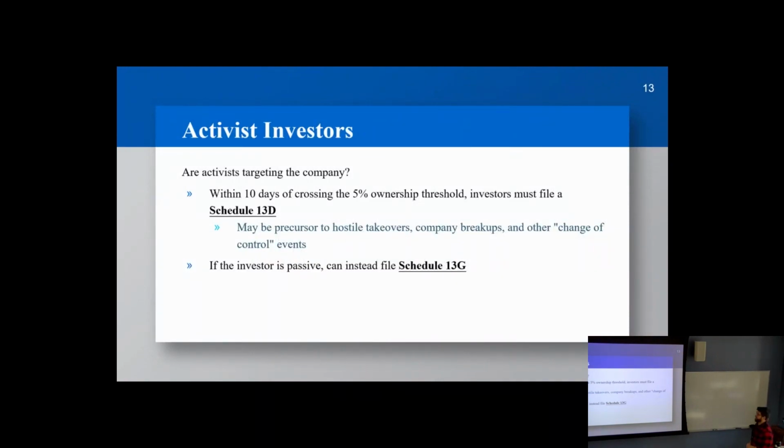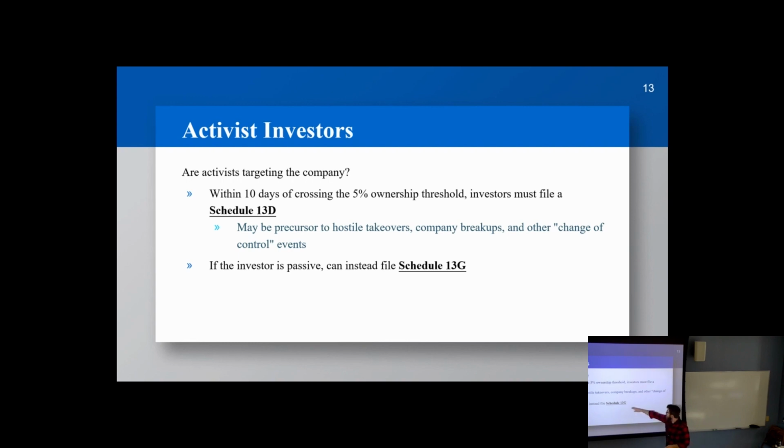We also have activist investor trading. If an activist investor is targeting a company, that's going to be important to know. And they're going to have to file a Schedule 13D that's reflecting their ownership in a company.